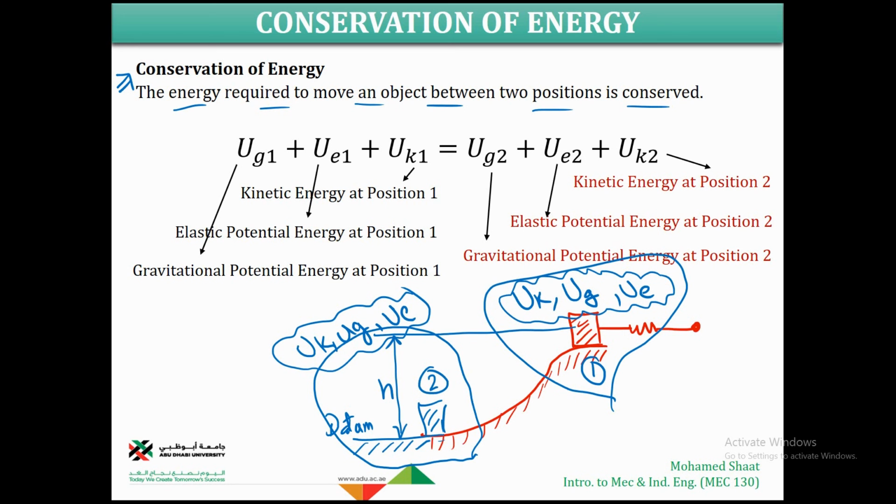Let us give them some subscripts to distinguish position 1 from position 2. Assume that this is UK1, the kinetic energy of the object when it is at position 1. UG1 is the gravitational potential energy of the object when it is at position 1. UE1 is the elastic energy of the object when it is at position 1. The same three energies exist when it is at position 2.